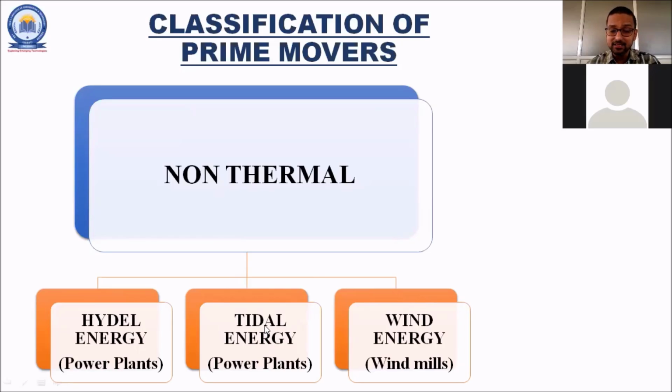Next is the tidal energy. Because of the movement of the tides and the ebbs in the oceans, we are rotating the mechanical turbines and thus producing power. And the final category, which you are well aware of, is the use of the wind energy, and the examples are the windmills. The windmills are producing the mechanical energy utilizing the speed of the wind. So friends, this is about the topic related to the classification of the prime movers.